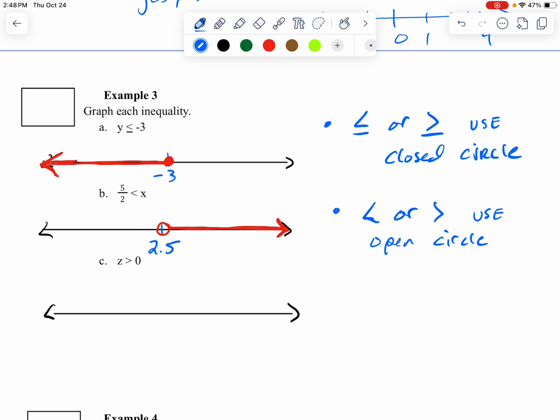Finally, z is greater than 0. So if this is 0, it's not greater than or equal to, so it's an open circle. And we're shading all of the values over here that would make that true.